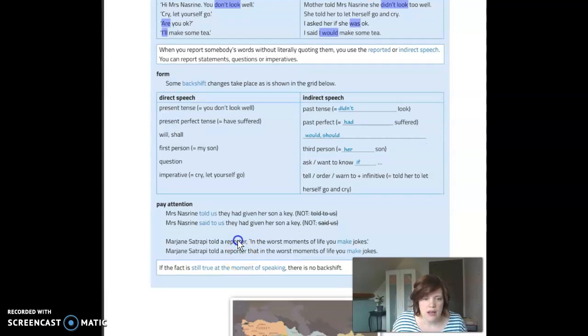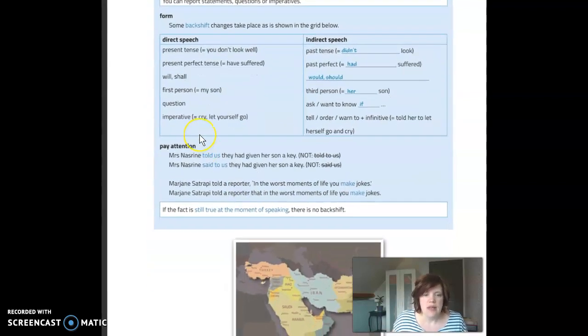Okay, two more remarks. "Mrs. Nazreen told us they had given her son a key." We do not say "she told to us." "Mrs. Nazreen said to us they had given her son a key" and not "she said us." This is something that a lot of pupils do wrong, or they make mistakes against this. Keep that in mind.